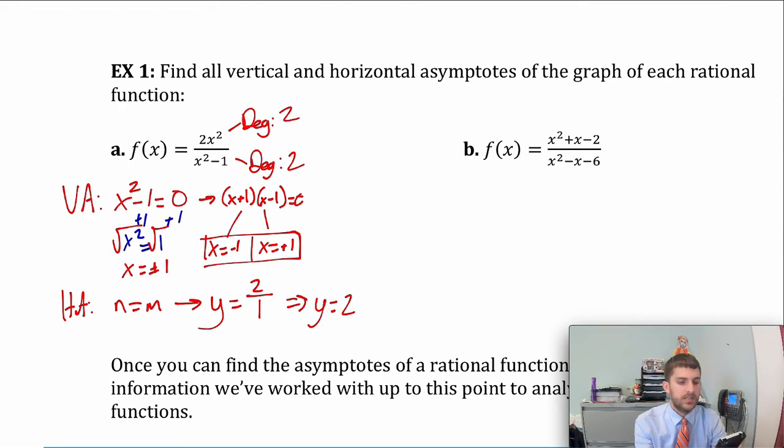And if we graph this, we will see those asymptotes at 1 and at negative 1. So if we were to draw a vertical line at negative 1 and at positive 1, we'd have an asymptote there. And also the line y equals 2, that horizontal line, it's never going to quite get there.